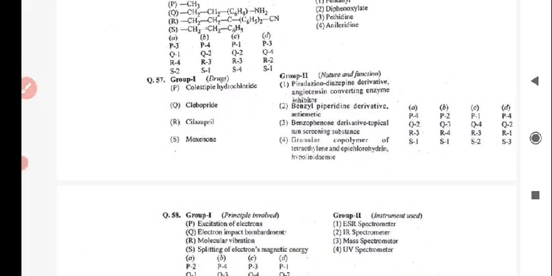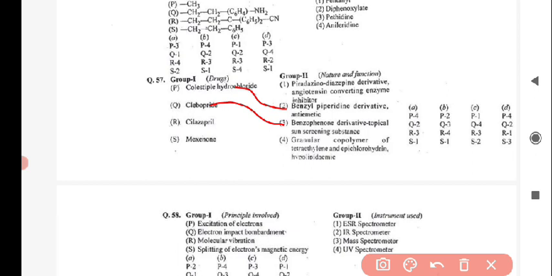Now the next question is, so in this question the column 1 contains drugs while column 2 contains nature and function. So in this the first option, that is P, that is cholestyryl hydrochloride, and for this the correct answer is option number 2, that is benzyl piperidine derivative, anti-emetic activity. Next is Q, that is clebopride, and for this option number 3 is correct, that is benzophenone derivative in topical sunscreening substance.